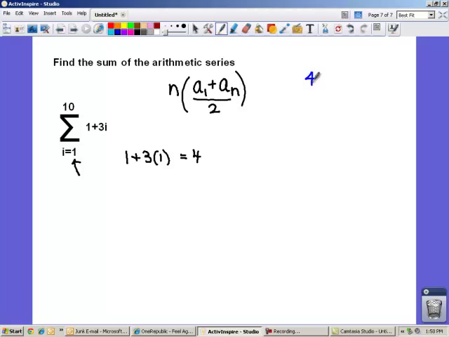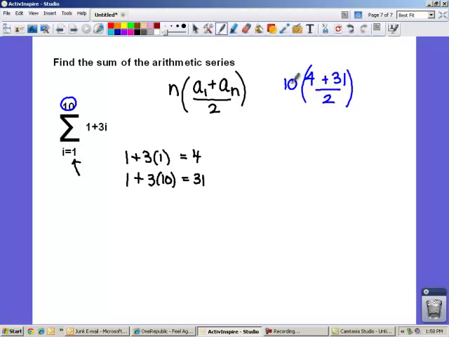Okay, now if you look at a sub n, that's just going to tell us where we stop. So our n in this case is 10. And we're going to do the same thing. We're going to do 1 plus 3 times 10. And when you calculate that out, it gives you 31. So over here, we have plus 31. And of course, that's being divided by 2. And n in this case, like I said, was 10. So we're going to put a 10 out here.